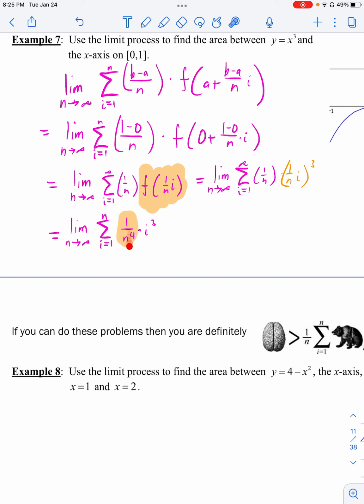Notice in this highlighted expression, none of it depends on i. If none of it depends on the variable at the bottom of our sigma, we can pull it out of the sigma. We can't pull it out of the limit. So that's the limit as n goes to infinity of 1 over n to the 4th times the sum from i equals 1 to n of i cubed.